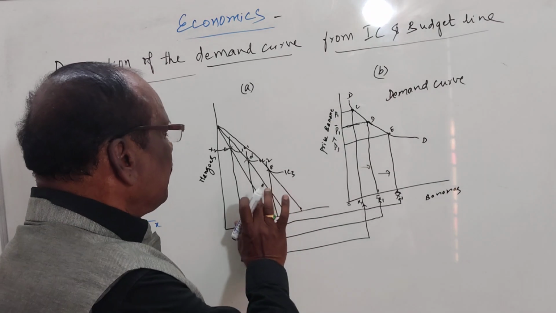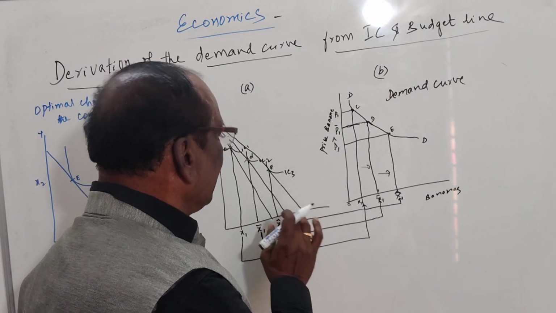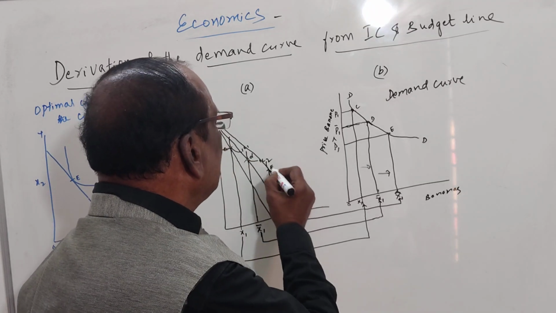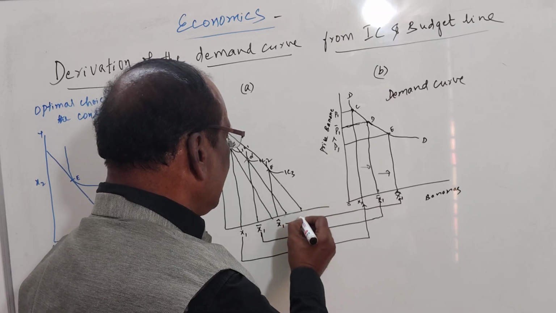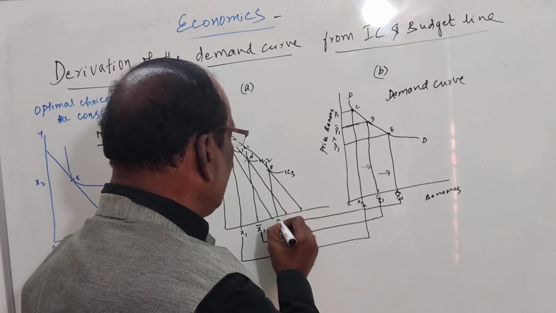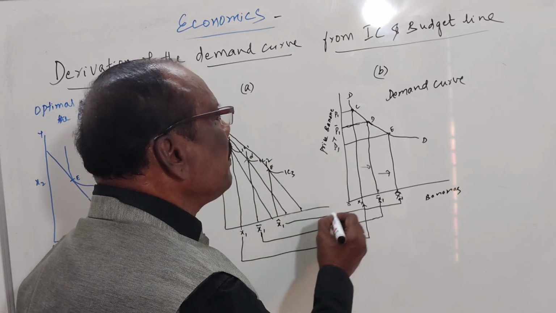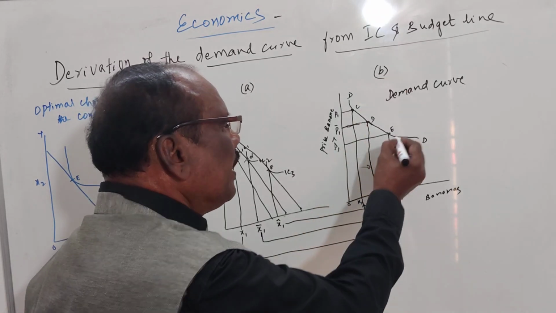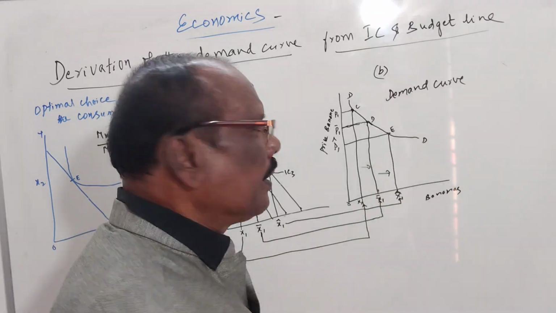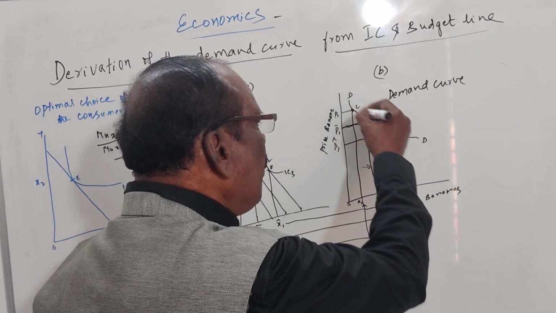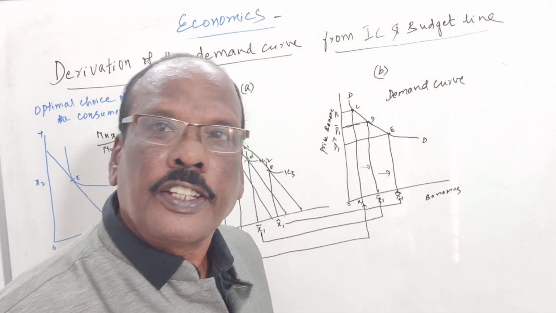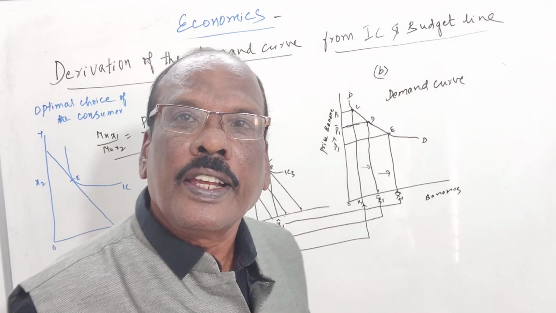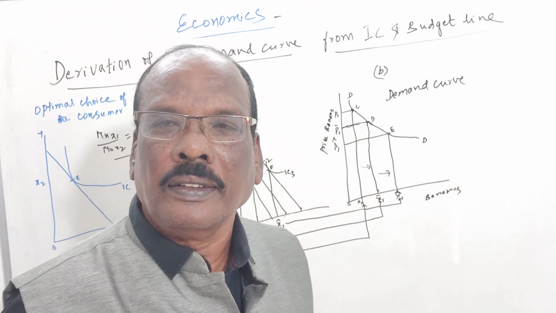Budget line shifts to this one. That is what, yes, this one here, and then the same is represented in the diagram B and then point E. You just add all these points, join all these points, you will get one curve like this. This is the demand curve.